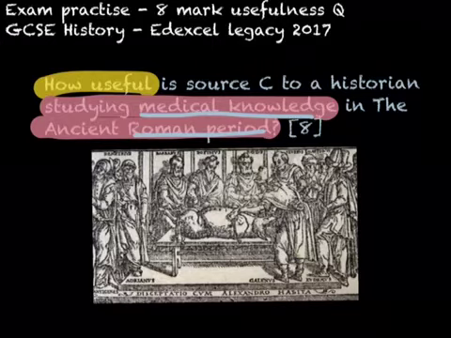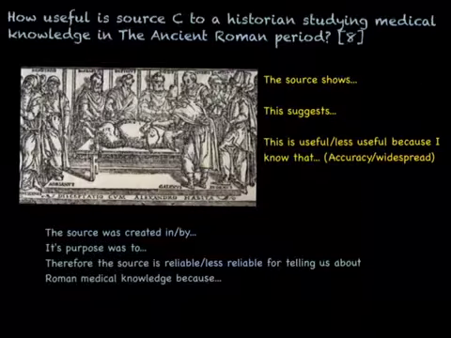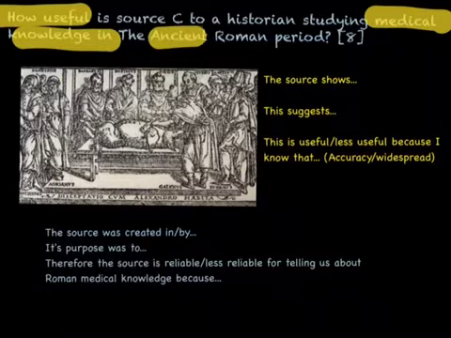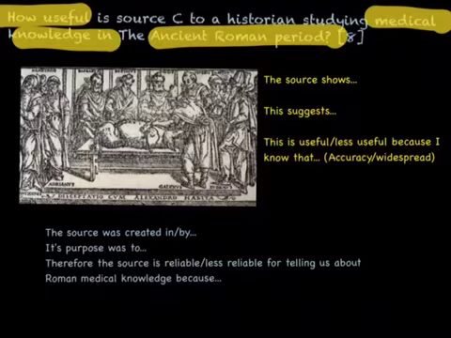So what would an answer like that look like? Well, let's have a look. Okay, well, I always break these questions into 2 parts. So remember, we're looking at how useful the source is for a historian who's studying medical knowledge in ancient Roman times. Okay, so let's see, what does the source show? Always start with what you can see in the source and then how useful that is in terms of how accurate it is from your own knowledge. So let's have a look.